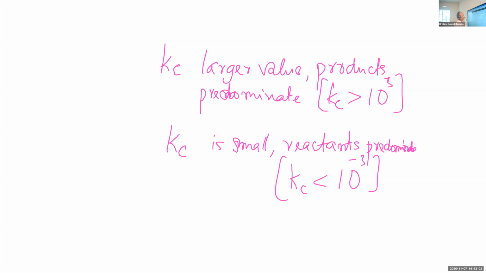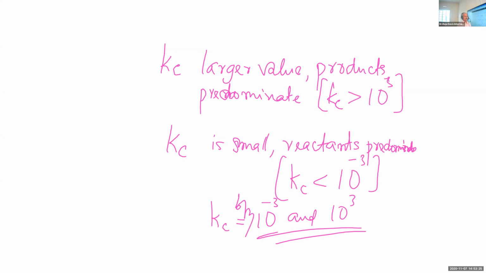Suppose the Kc value is between 10 raised to negative 3 and 10 raised to 3, then the reaction is a moderate reaction. That means there will be an appreciable amount of the products as well as the reactants. There will be a measurable amount of products as well as reactants. And that's a moderate reaction.